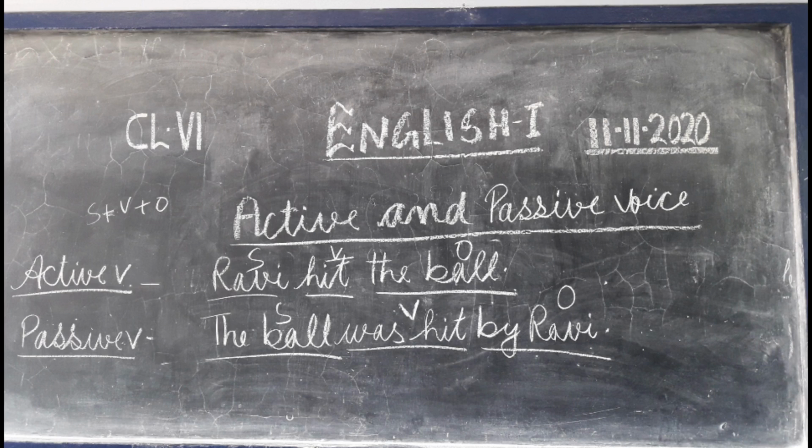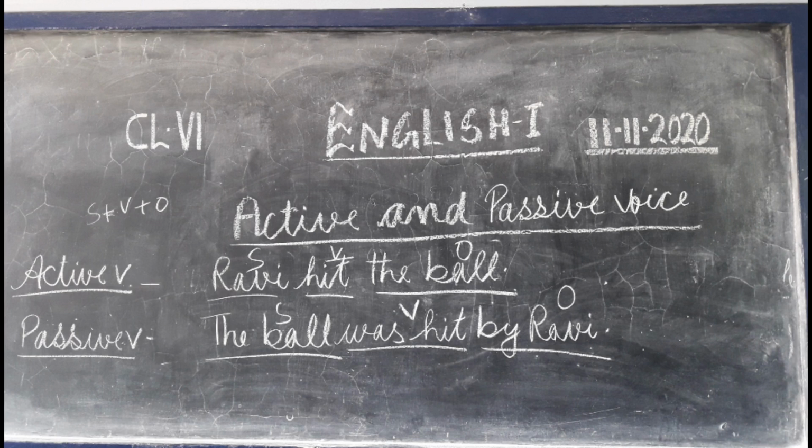The ball was hit by Ravi. Who is hitting the ball? Ravi. Here, second sentence, the ball was hit by Ravi. Ball was hit by whom? Ravi. First sentence, Ravi hit the ball. The subject is here Ravi, and in the second sentence, subject is the ball. Okay, so let us see the rules of forming sentences in passive voice.